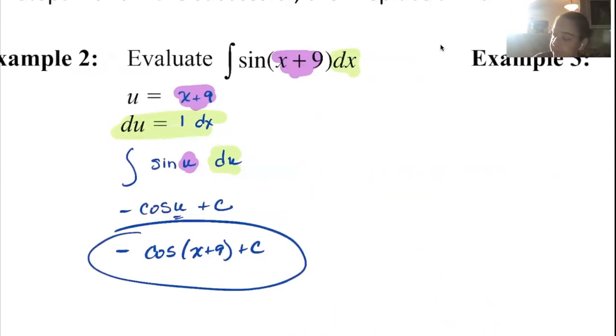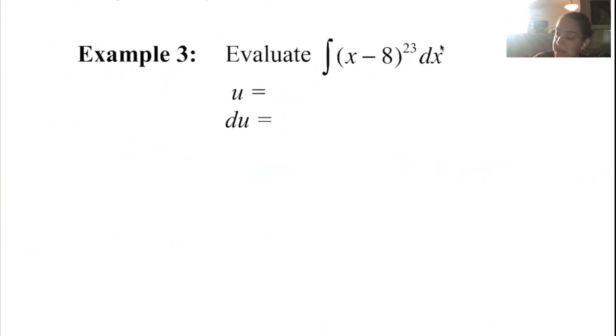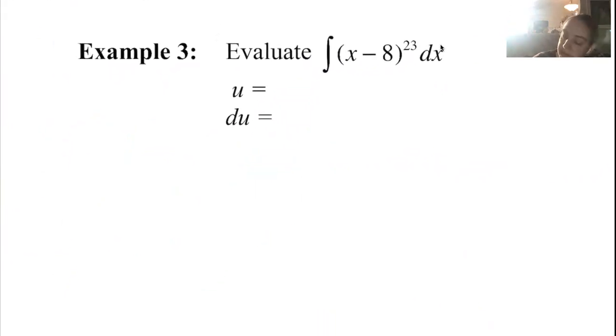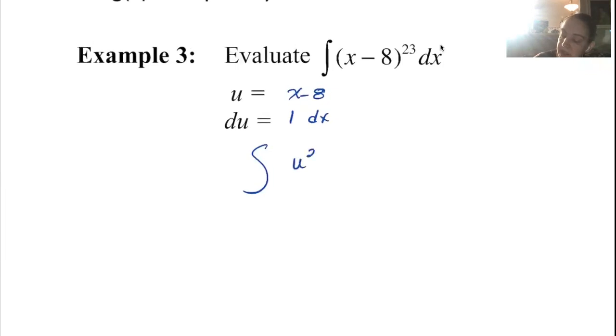Good job. Example 3, same idea. What's your u? U is x minus 8. What's the derivative of that? Well, it's 1 dx. So we rewrite this as u to the 23rd du. Here's my x minus 8. That becomes the u. Here is my du, which is the dx. All of that gets replaced.